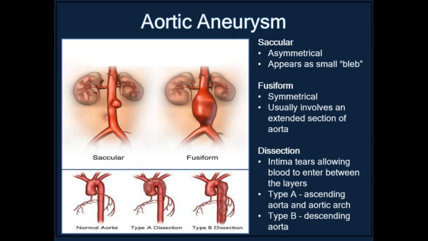Greater than 80% of patients with ruptured aortic aneurysm will die, versus 2 to 3% for elective repair of unruptured aneurysms. Type A dissections are performed by cardiovascular surgeons, whereas Type B dissections are performed by vascular surgeons.